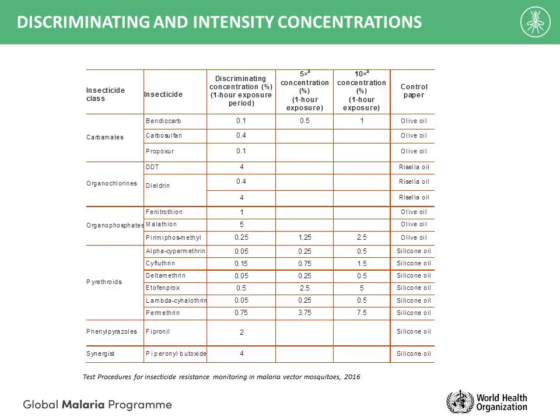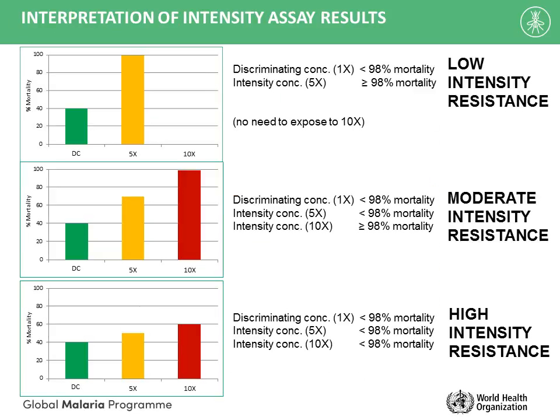Impregnated papers are available for the discriminating concentrations and the 5 and 10 times greater concentrations for intensity assays, as you can see in the table included in the new edition of the test procedures.